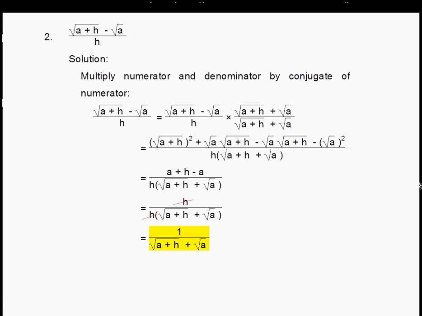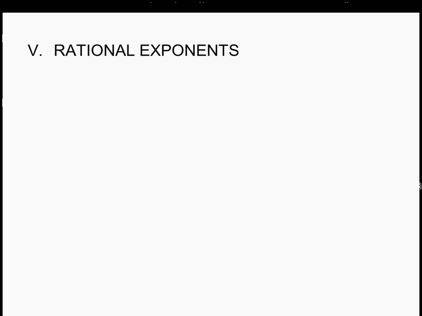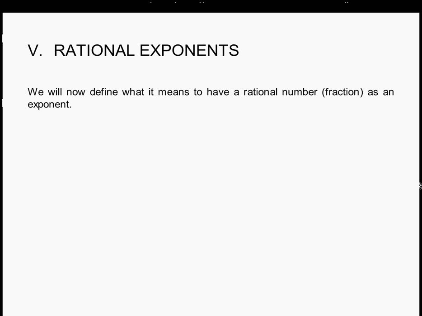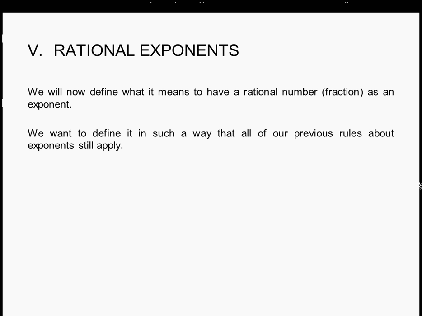Okay, let's take a look at the last topic of this section. Rational exponents. We will now define what it means to have a rational number, a fraction, as an exponent. Okay, it's going to be a definition. We want to define it in such a way that all of our previous rules about exponents still apply. Basically, it's the 3 laws of exponents: when you multiply, add exponents; when you divide, subtract exponents; and when you have a power to a power, you multiply the exponents.